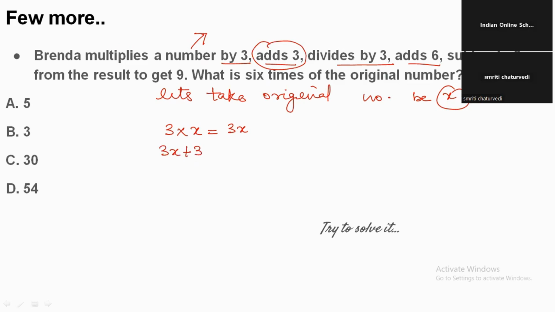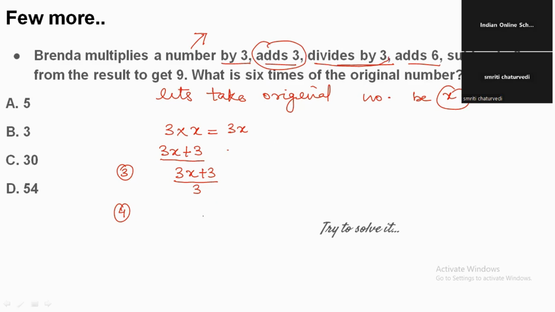Correct. Now we need to divide whatever we are getting in our last step by 3. So in the third step, she is dividing the whole thing by 3 like this. Correct. We can write it like this as well. Sorry, that we have already done.